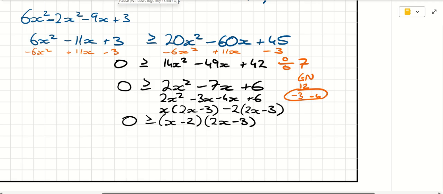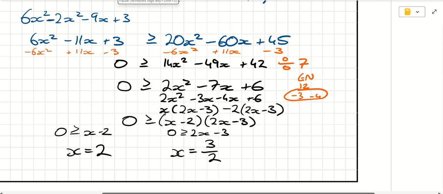So that means 0 is greater than or equal to x minus 2. And we've also got 0 is greater than or equal to 2x minus 3. So your answers are going to be x equals 2 and x equals 3 over 2. Okay, now, so you're looking for when these are less than 0. So remember, you'll have a graph and you want it where it's less than 0. Okay, so it's this section that you're looking for.